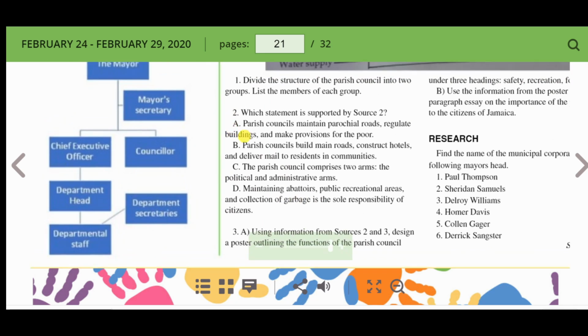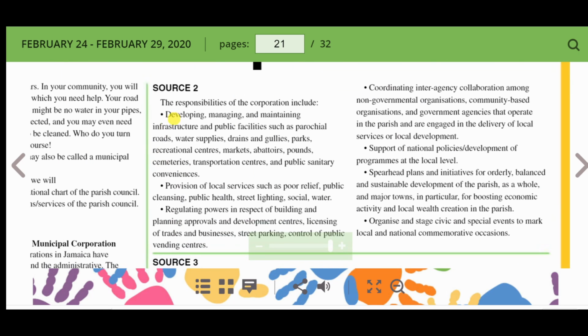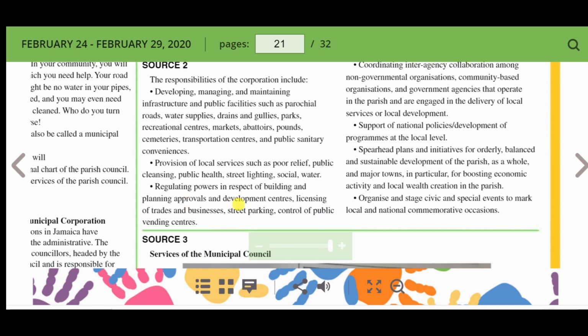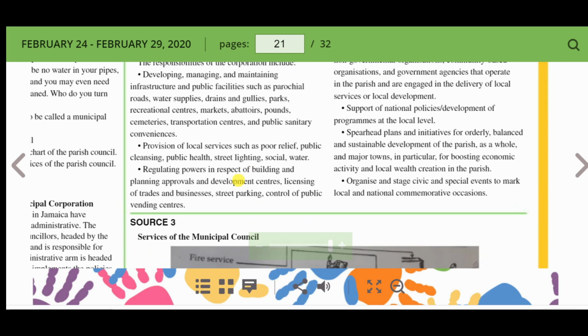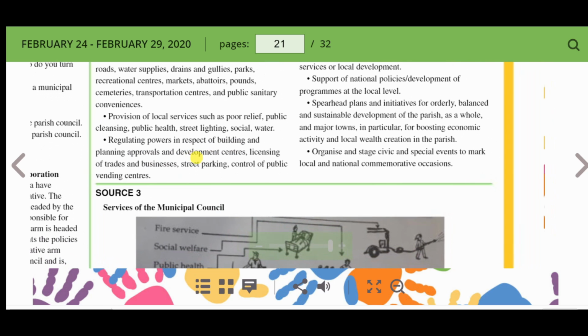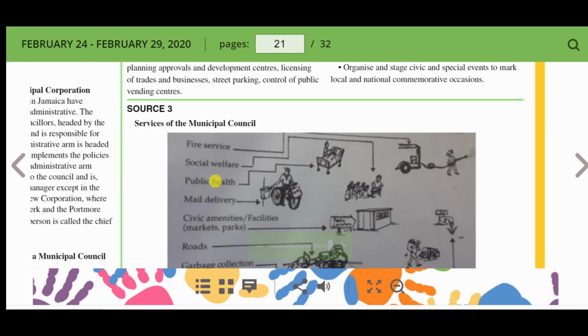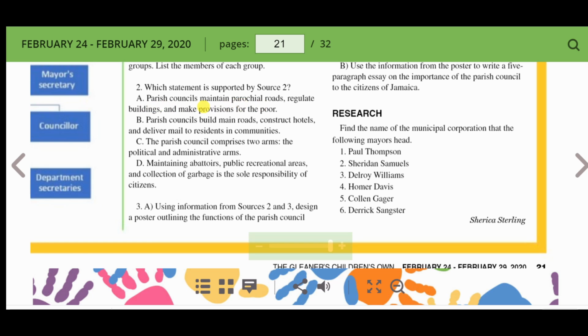Okay, so let's look at source 2. So we know that they are responsible for maintaining infrastructure. We know that they provide local services. They deal with the approval and development of centers, public spaces, and so on. We know that the council has regulatory power for building permits and plans and developing the centers and licensing trade and so on. So for number 2, we'd want to go with A.